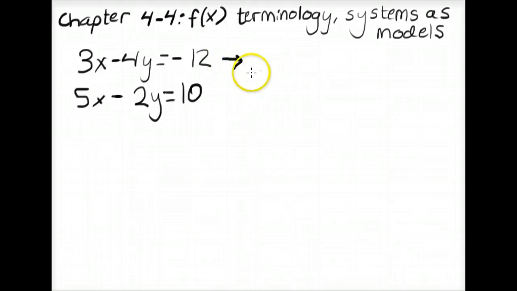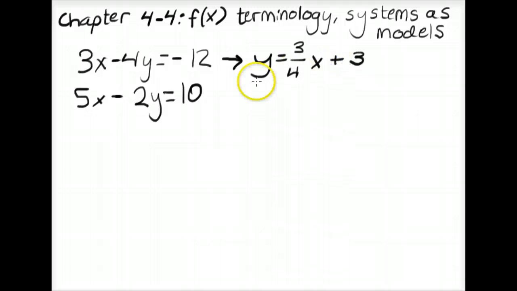So transforming the first one, we're going to get y equals 3/4 x plus 3. And I'm assuming that you guys know how to transform into slope-intercept form, so I'm not going to go through that. If not, you can go look back at previous sections. It's really just solving for y. And if we solve this equation for y, we get y equals 5/2 x minus 5.